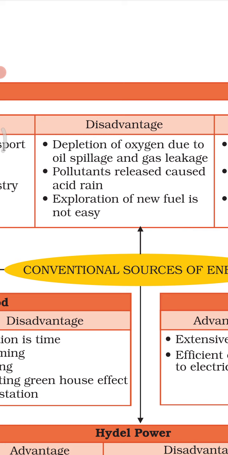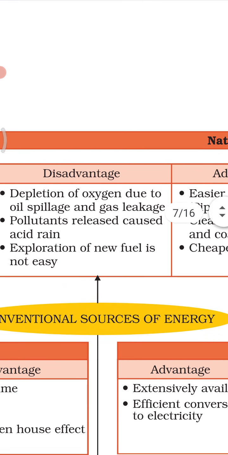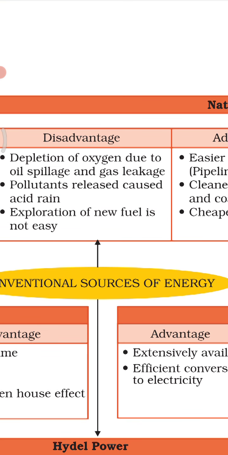Disadvantages: depletion of oxygen due to oil spillage and gas leakage. Pollutants released cause acid rain. Exploration of new fuel is not easy. So these are some of the limitations of our resources. Oil may cause pollution like acid rain, it is difficult to explore new fuels, and there can be depletion of oxygen due to oil spillage or gas leakage.